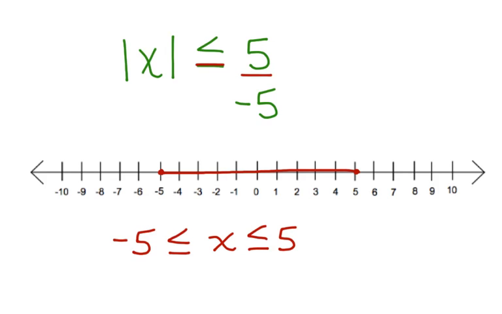The solution to this inequality is a compound answer. We can say that x is greater than or equal to negative 5, and x is less than or equal to positive 5. Let's look at solving another absolute value inequality.